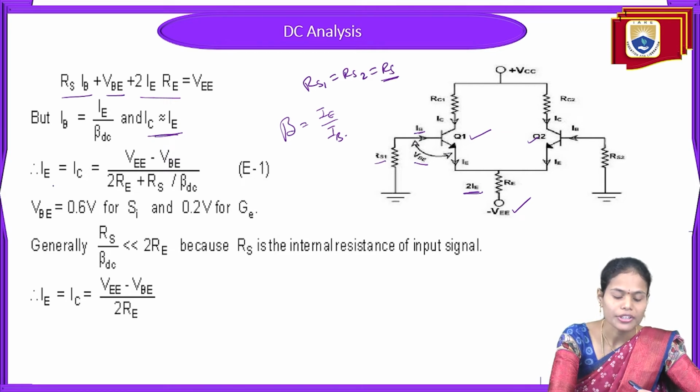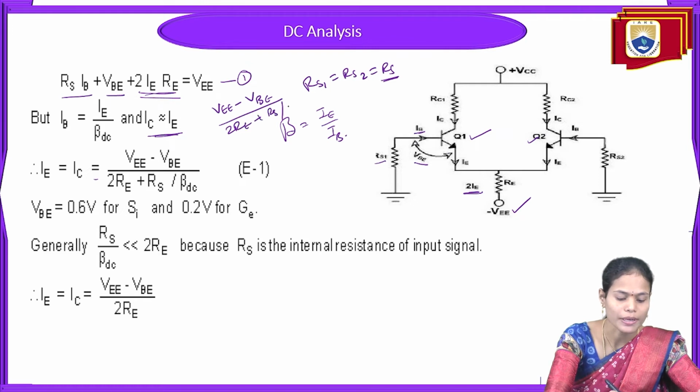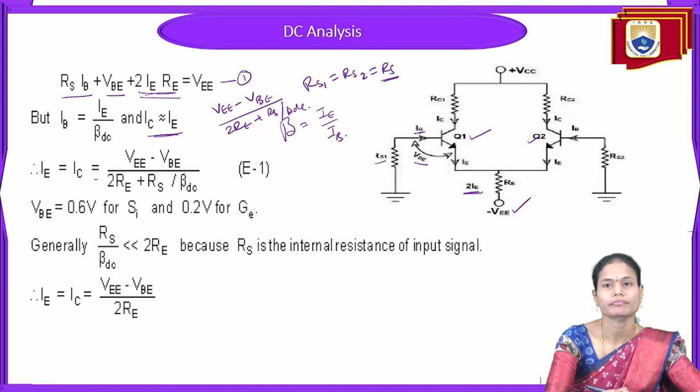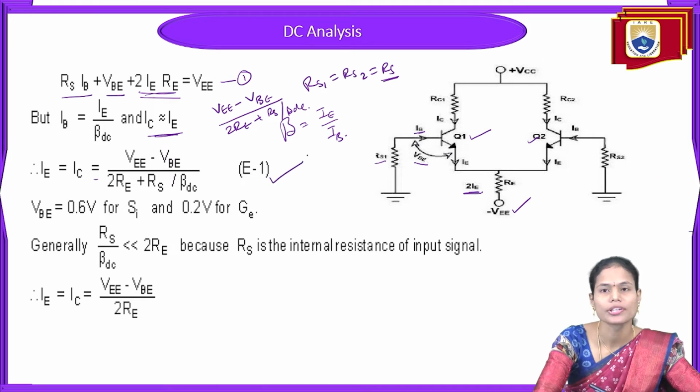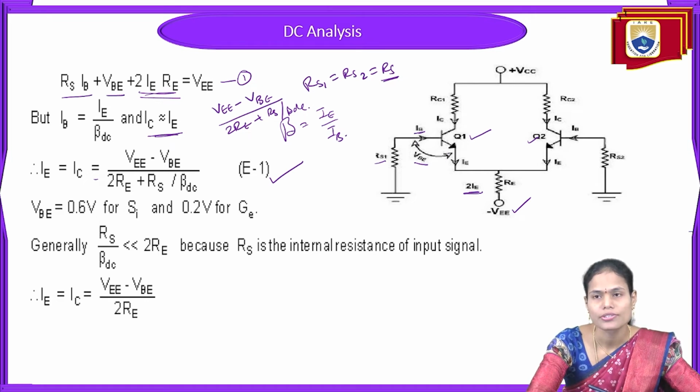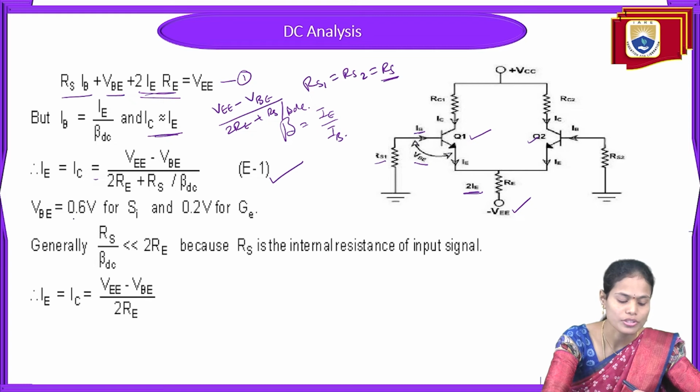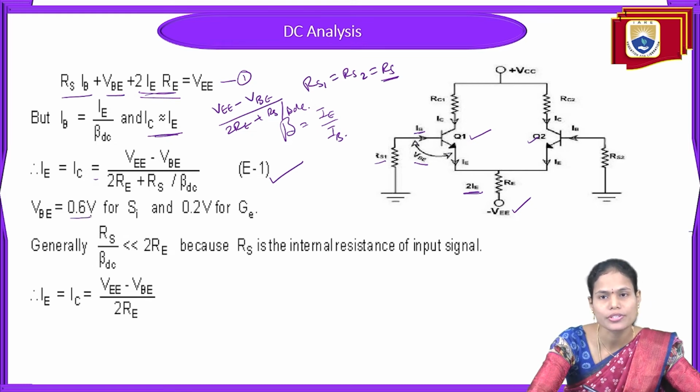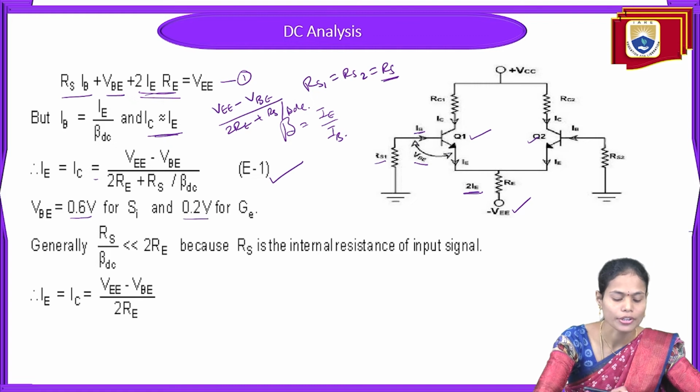So the emitter current is equal to the collector current, that is equal to VEE minus VBE divided by 2RE plus RS by beta DC. I am considering this as the first equation, equation 1. In the case of silicon transistors, base to emitter voltage is 0.6 volts, and in the case of germanium transistors, the VBE voltage is 0.2 volts.